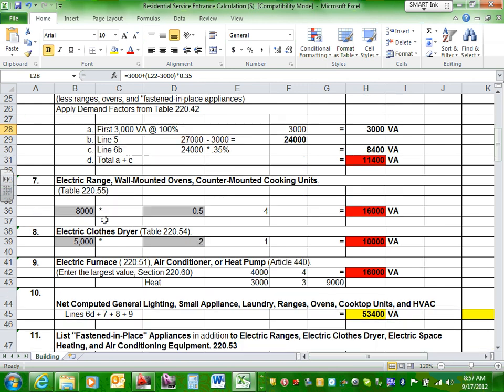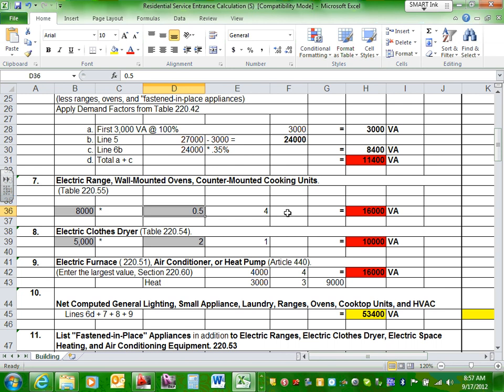Step seven, ranges. How many ranges do I have and what the size is? I'm giving you a size 8 kW. How many of them do I have? Four. So what do you do? You multiply the 4 times 8, and you multiply it by 0.5. Where did the 0.5 come from? If you guys go to 220.55, I hope it's giving you 0.5.